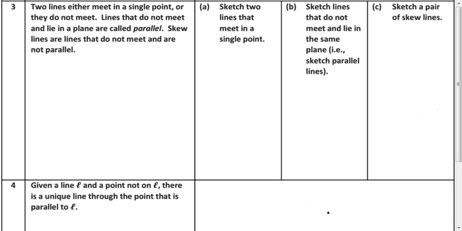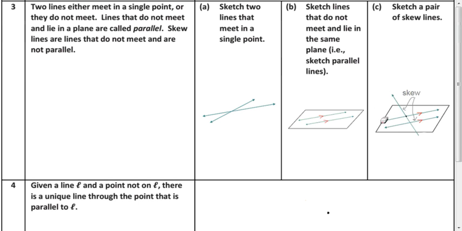So when we have 2 lines, there's 3 different situations. Either they meet at a single point, they are parallel to each other, or they are skew lines. That is, they don't meet, but they're also not parallel. So first, let's draw 2 lines that meet at a single point. Here you go. Part B, 2 lines that are parallel on the same plane. Looks like that. And a pair of skew lines. So try to draw that, and then I'll show you my little picture. Okay, so here's my diagram.